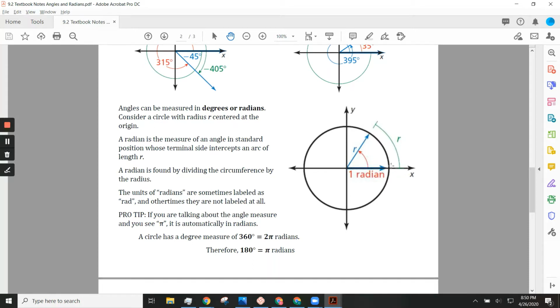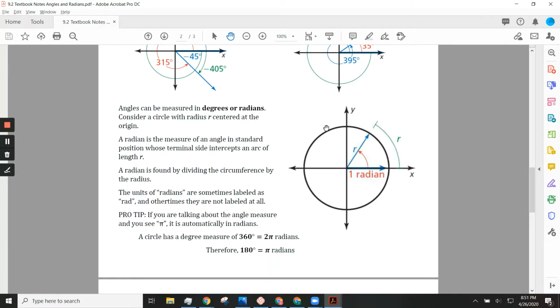Now, the units of radians are sometimes labeled as radian, or perhaps rad, and sometimes they're not labeled at all. So here's a tip. If you're talking about an angle measure and you see the pi symbol and you haven't had any notification that it's going to be in degrees, it means that you are really working in radians. So you might see something like the angle measure is pi, or perhaps pi over 4. That means you're really working in radians.